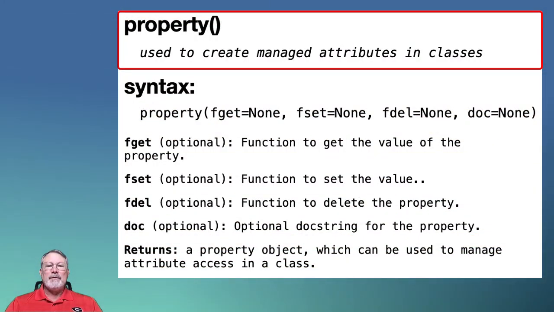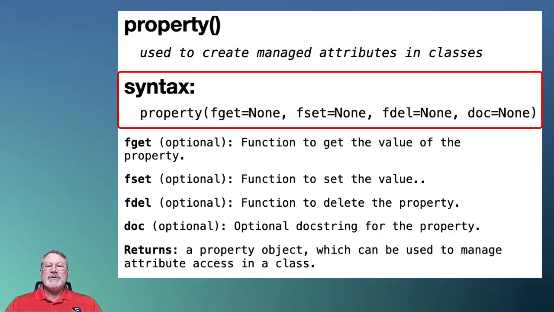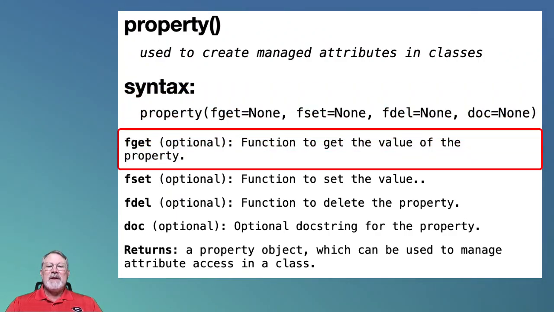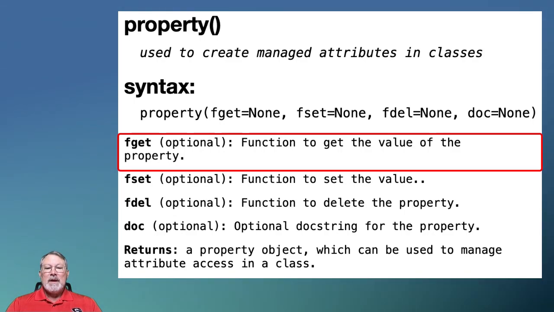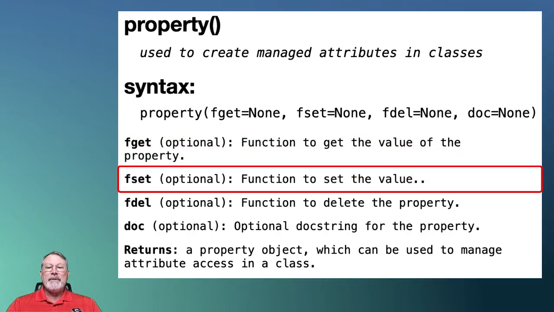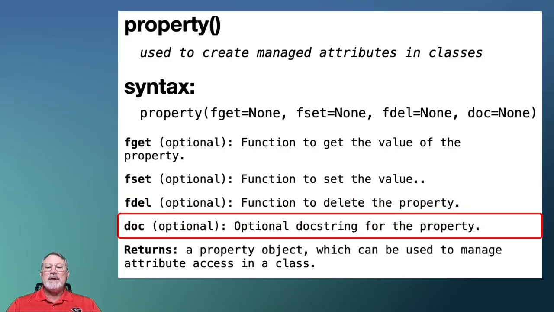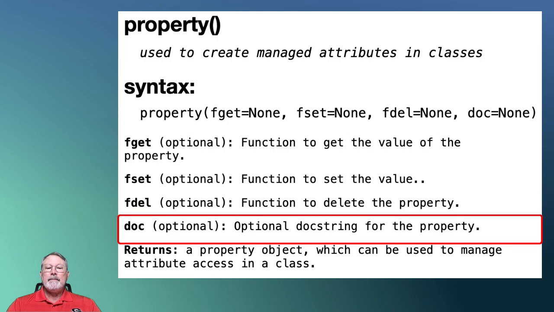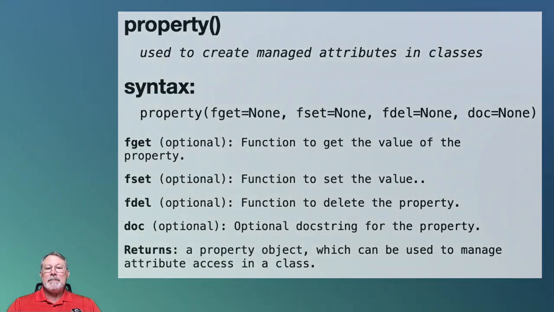It's a built-in Python function that creates and manages class properties, providing a way to customize access to object attributes. Here's the syntax. The fget argument is a function to retrieve the value of the attribute. Note, as with the others, the default is None. fset is a function to set the value of the attribute. fdel is a function to delete the attribute. And doc is a string representing the property's docstring. The result is a property object that manages attribute access dynamically.